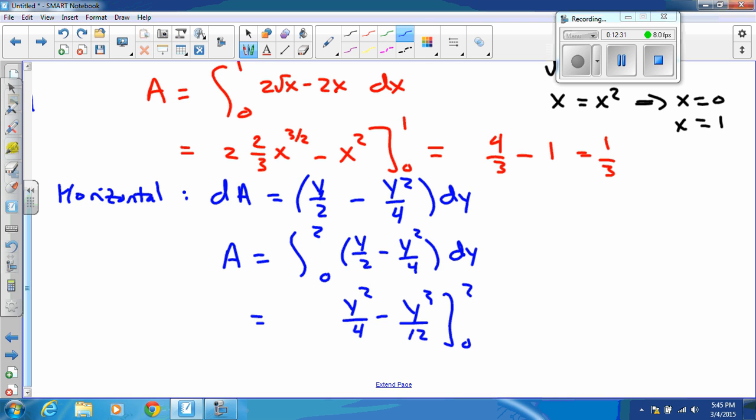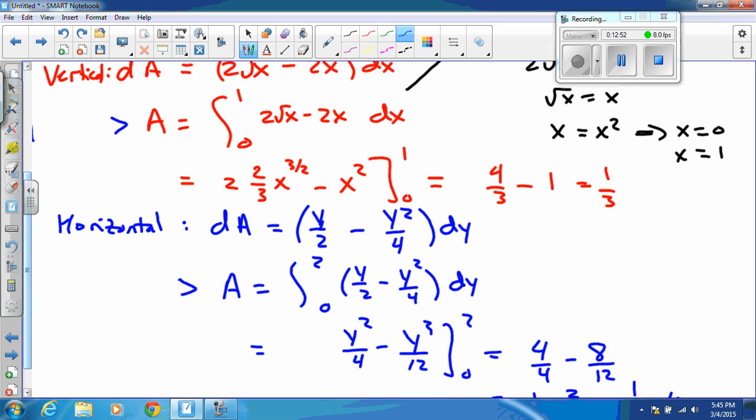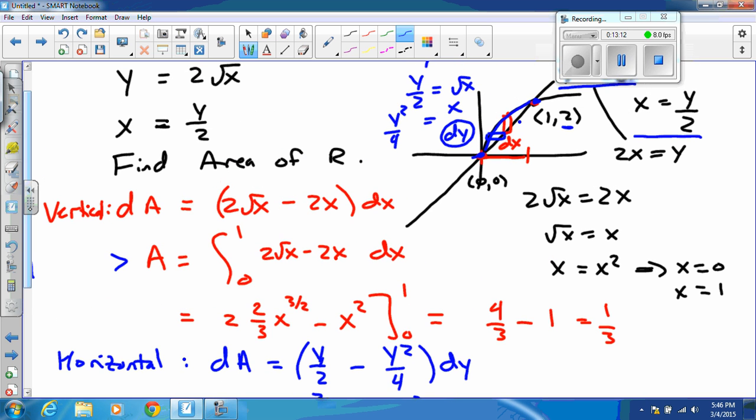Just like so. And now we can go through and integrate and get y squared over 4 minus y cubed over 12 from 0 to 2, which is equal to 4 over 4 minus 8 over 12, or 1 minus 2/3, which again is 1/3. What's remarkable is that these two integrals, here and here, look so very different from one another, and yet they give us the exact same value. It is remarkable, although it's a little less surprising when you recognize that really what we're doing is substituting in each integral.